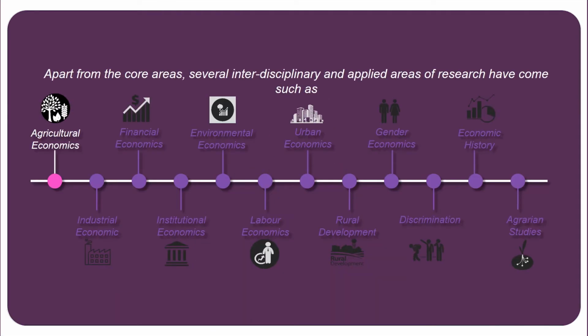Apart from the core areas, several interdisciplinary and applied areas of research have come up, such as agricultural economics, industrial economics, financial economics, institutional economics, environmental economics, labor economics, urban economics, rural development, gender economics, economics of discrimination, economic history, agrarian studies, etc.